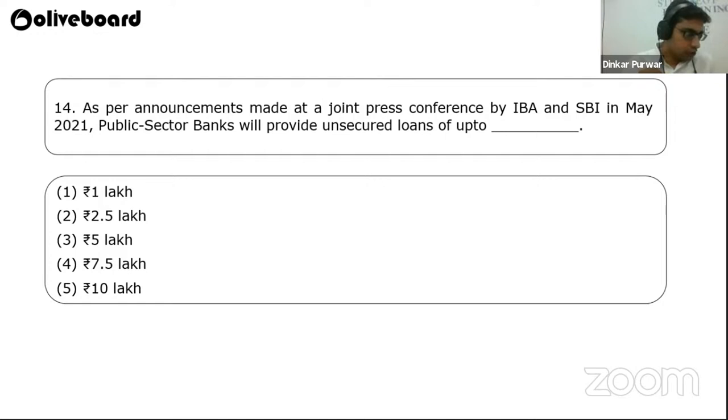So Mili is saying the answer is 5 lakhs. Saurabh is saying 5 lakhs. Virendra is saying 5 lakhs. Milesh is saying 5 lakhs. Okay, anybody else? I thought most of the people have prepared for ARD today. That is why people are not answering. Okay, Vicky has answered also 5 lakhs. Okay, Amit, no problem. Don't worry, we'll just see the answer now.